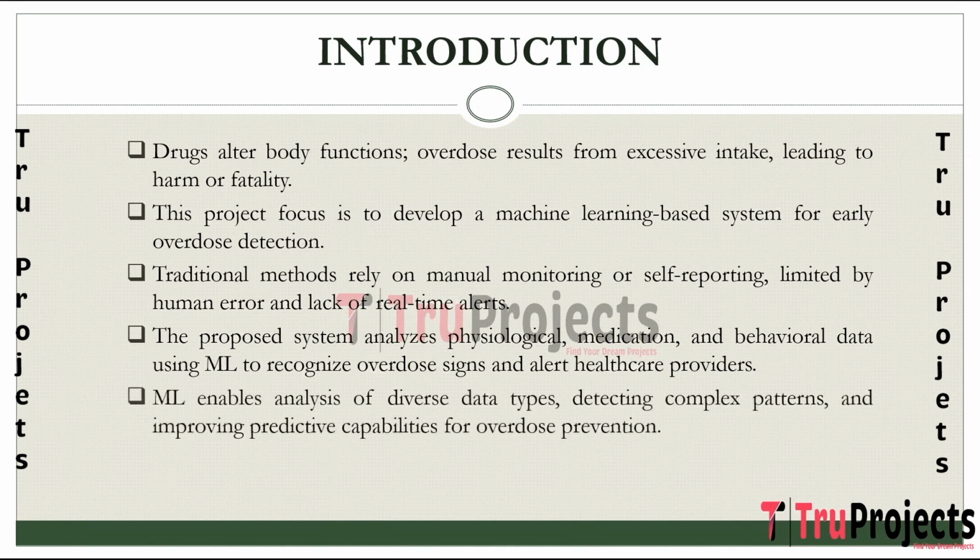Machine learning plays a crucial role in drug overdose detection by enabling the analysis of vast amounts of heterogeneous data. ML algorithms can detect complex patterns and anomalies in the data that may not be apparent to human observers. Additionally, ML models can continuously learn and improve their predictive capabilities over time, enhancing the effectiveness of overdose prevention efforts.